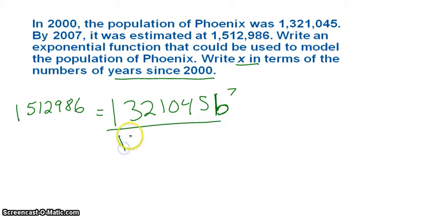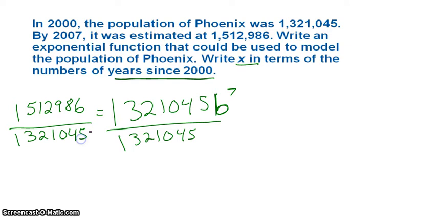If I want to solve for B, I want to get it all by itself, so I'll divide by that 1,321,045 with a calculator, of course. And I get approximately 1.145. Alright, so I've got something to the 7th equals 1.145.